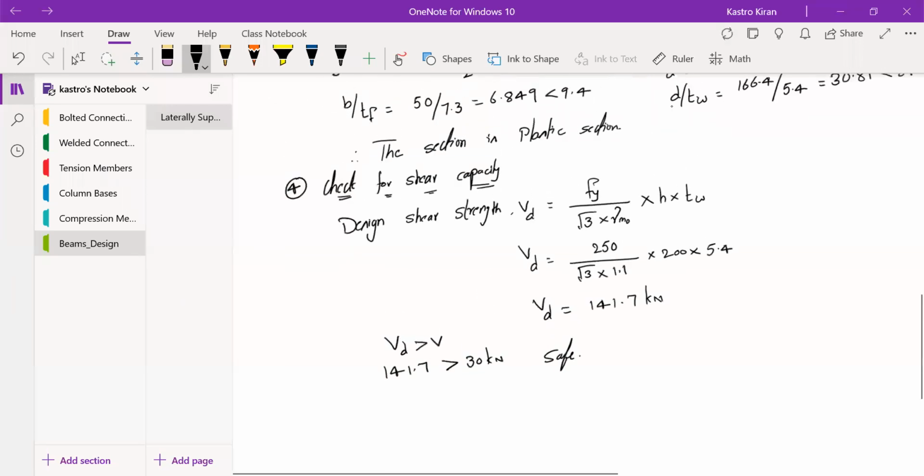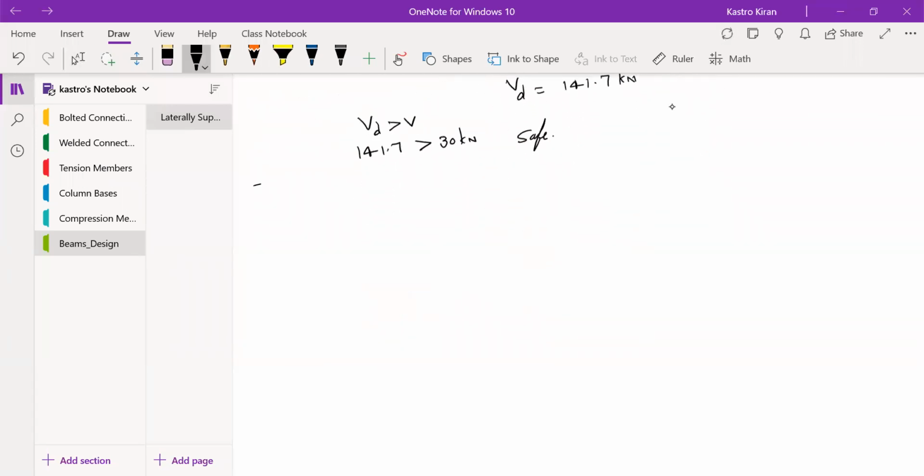Now you need to check for high shear or low shear case. So you have two conditions: one is high shear case and the second one is low shear case. You have to check whether your section falls under high shear or low shear case. So let's keep this heading, that is check for high or low shear.